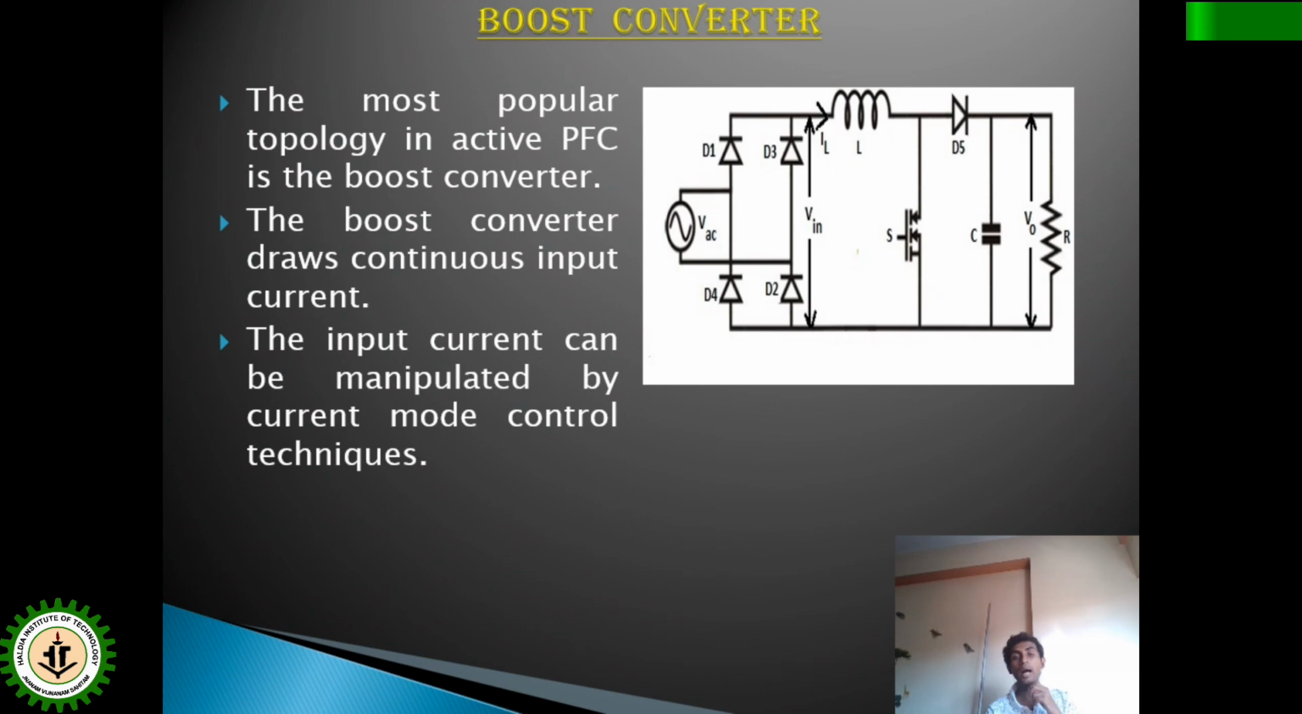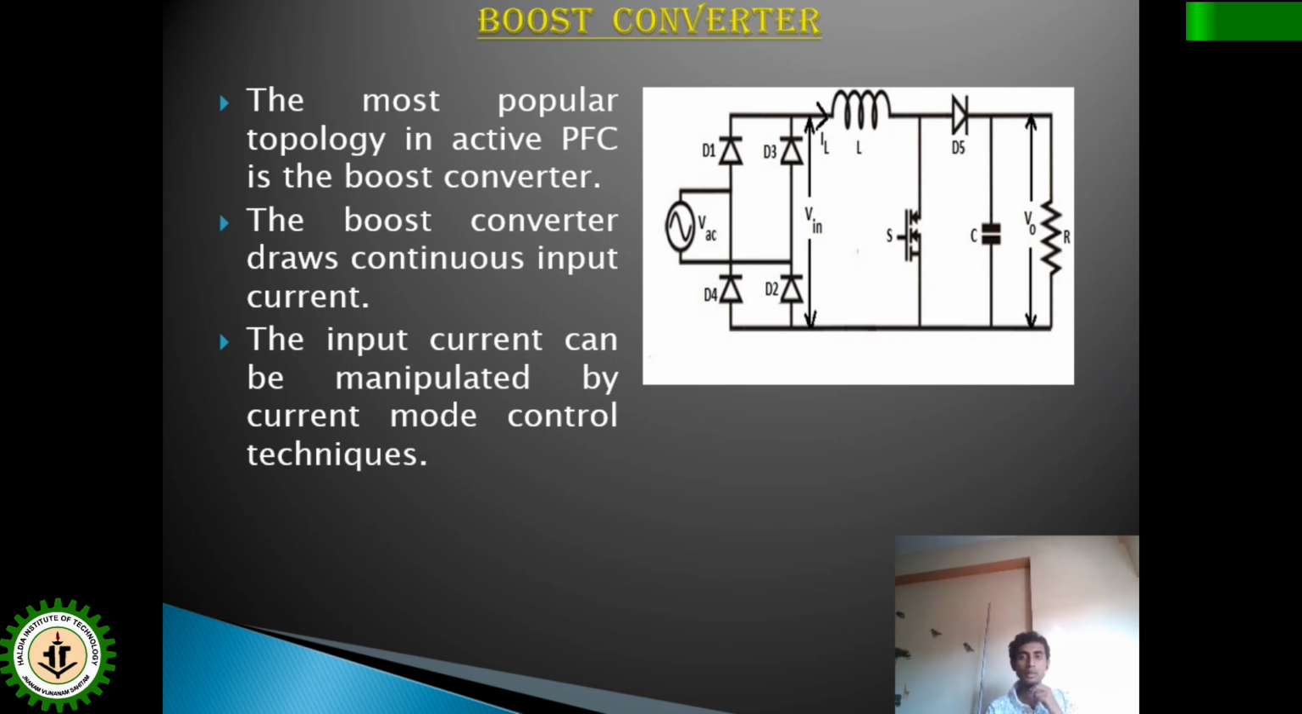Now inductor current IL will flow through inductor L and then switch S if the switch is on. If the switch is off, IL will flow through inductor L, diode D5, then the load and back. So irrespective of whether the switch is on or off, the IL will be flowing. When the switch is on, IL will flow, and when the switch is off, IL will also flow.